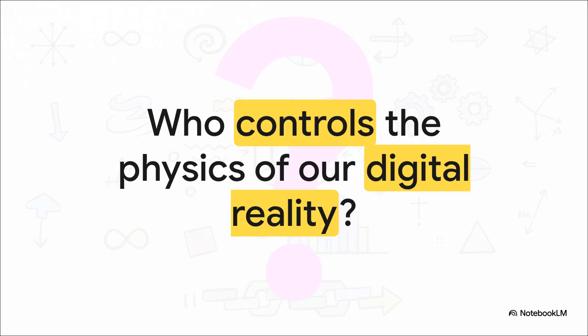So I want to leave you with a provocative thought today. As we increasingly rely on probabilistic AI models, if we stop writing that deterministic bridge ourselves and we just surrender it to automation, who actually controls the physics of our digital reality? Keep that in mind the next time you let a machine guess your intent.